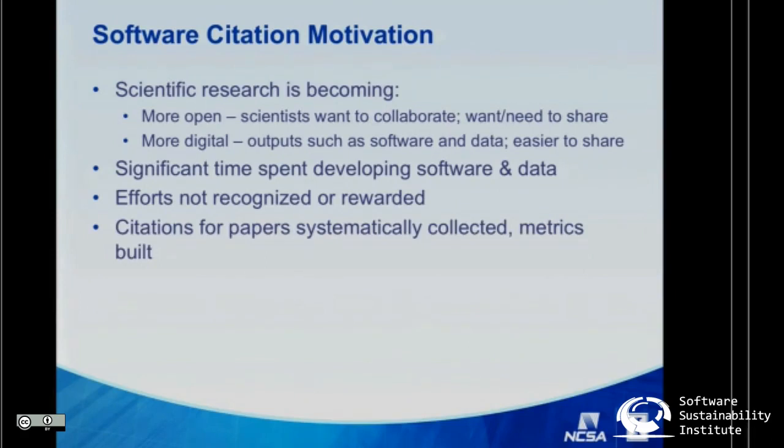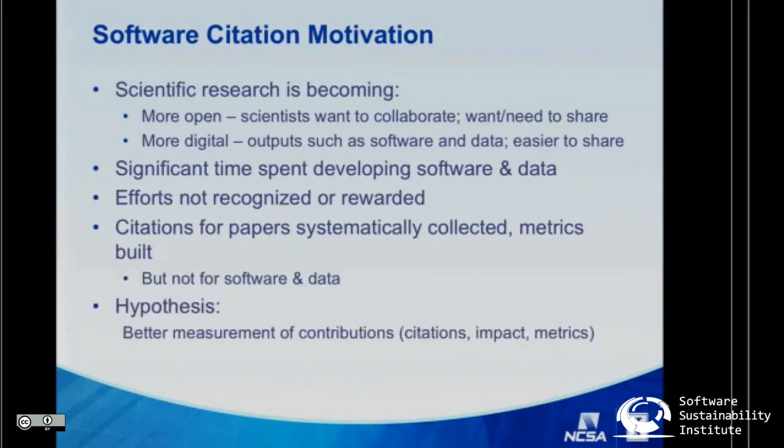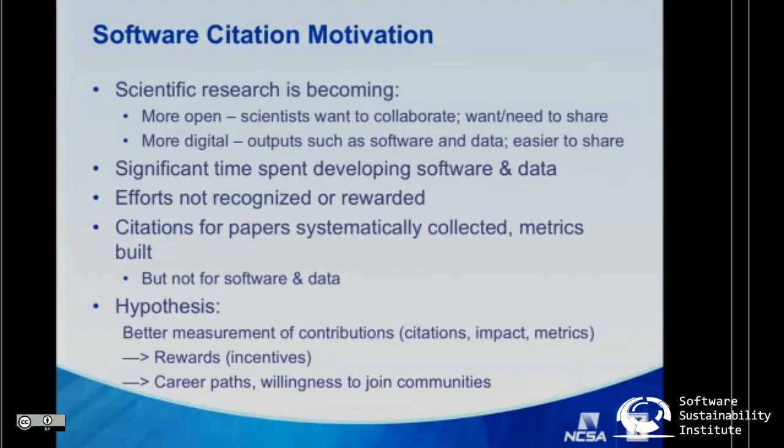In terms of papers, we collect citations very systematically, and we do this extremely well today. And we build metrics based on that, H indices, other things like that. But we don't really do this for software and data. We hypothesize that if we could better measure the contributions in things like citations, impact, and metrics, that would lead to rewards and incentives for people to actually build more software and data and to share it. It would lead to better career paths and more willingness for people that are, let's say, faculty members to join software development communities and other things like that. And it would lead to more sustainable software in the end.